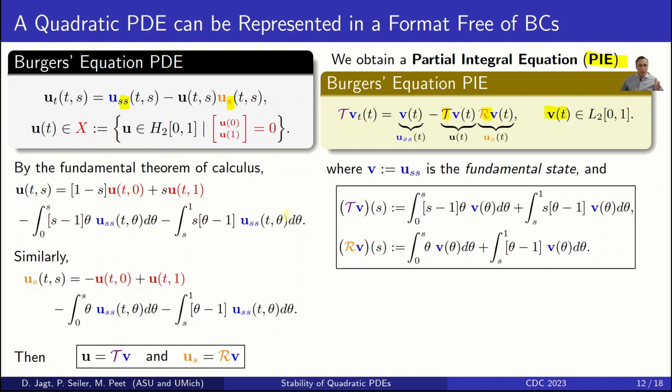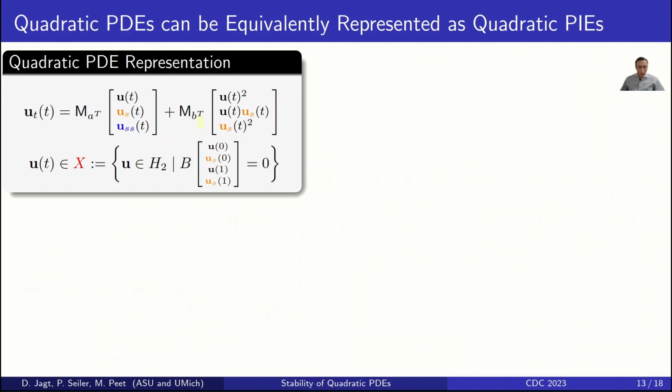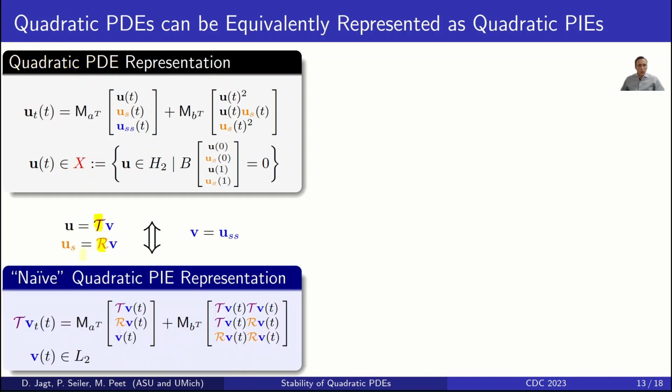Of course, this is just one simple example of a PDE, but in fact we can show that for any suitable linear boundary conditions, we can always define partial integral PI operators T and R to express the state U and its first order spatial derivative in terms of this second order derivative of the state. So, if we consider then a quadratic PDE as we presented at the start of the presentation, what we can do is define these partial integral operators T and R to express the state and its first order derivative in terms of this second order derivative of the state, and we obtain an equivalent representation of the system in terms of this fundamental state V.